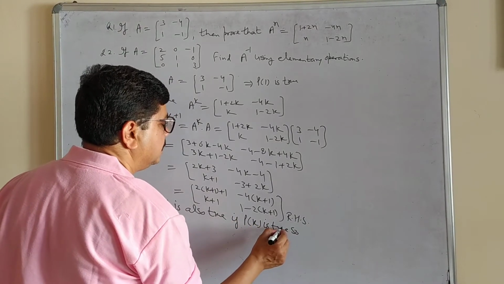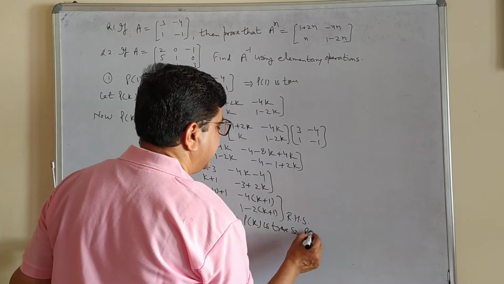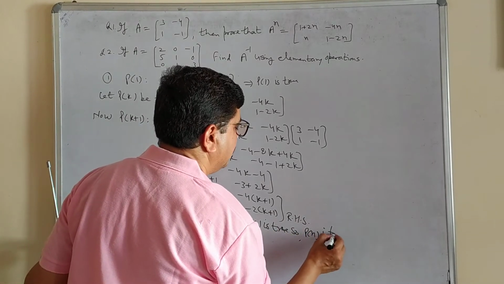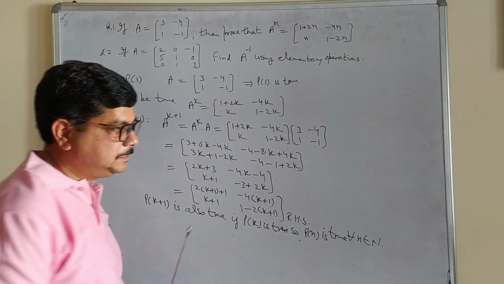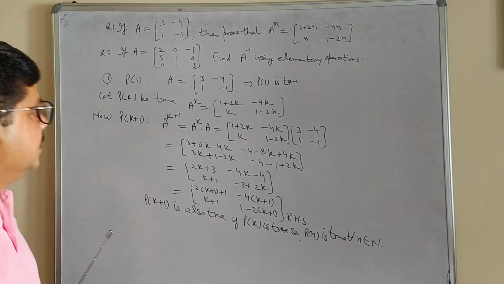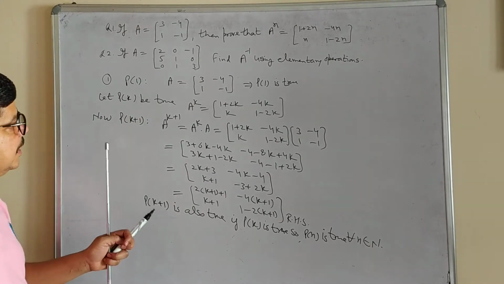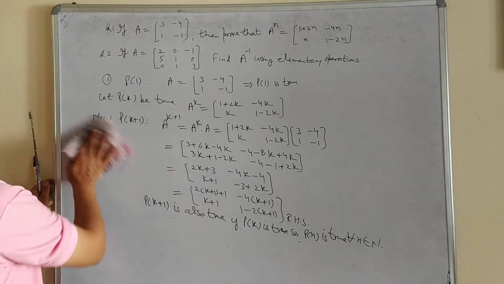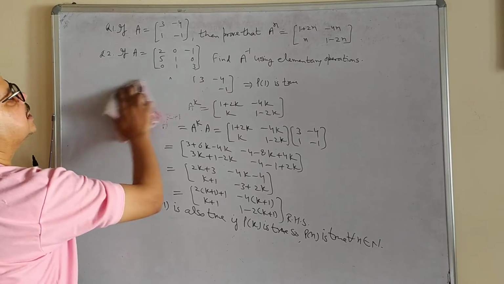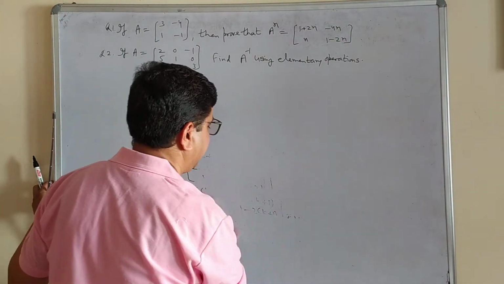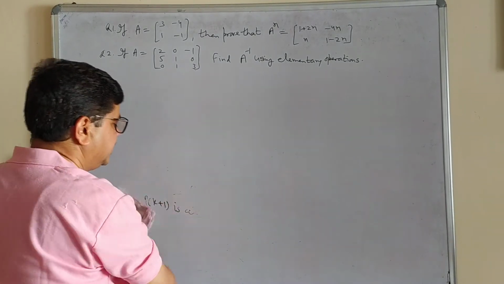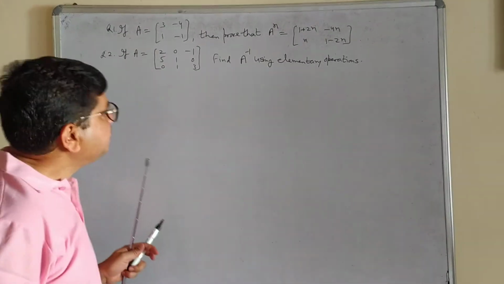So Pn is true for all n belongs to N. So this is the method to solve the question by using the principle of mathematical induction. All questions related to this will be solved by this method only. When we do questions on the principle of mathematical induction, this is the same method.